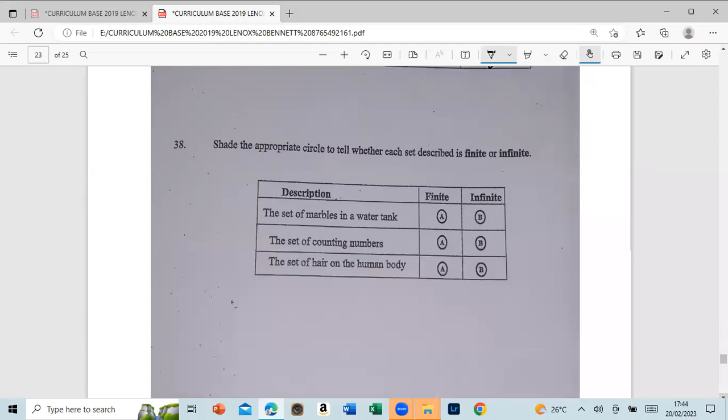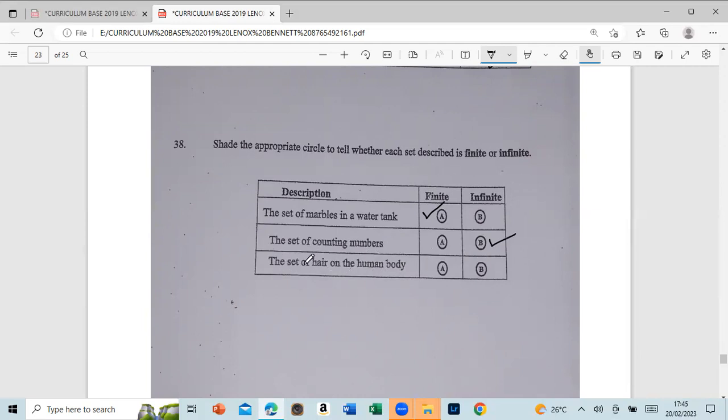Shade the appropriate circle to tell whether each described set is finite or infinite. Finite means it's countable and you have a limit, while infinite means there's no ending. The set of marbles in a water tank will be finite. Doesn't matter how many, they can be counted. There is a limit. The set of counting numbers, that's infinite. No people are going to disagree.